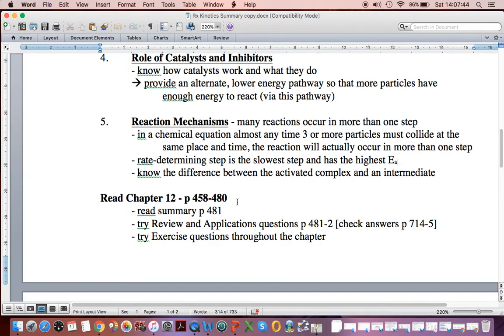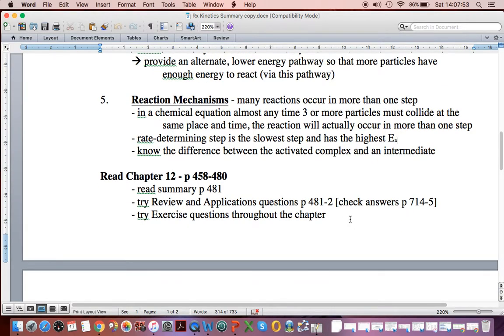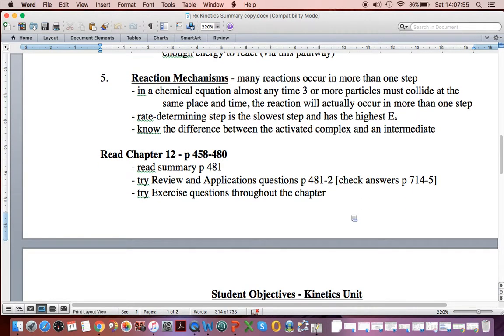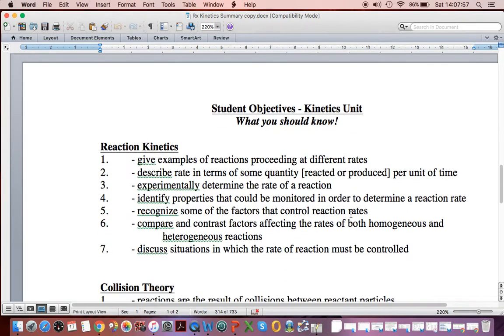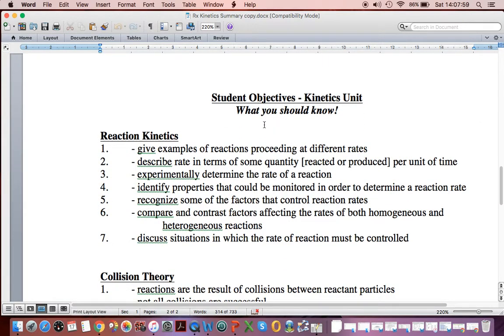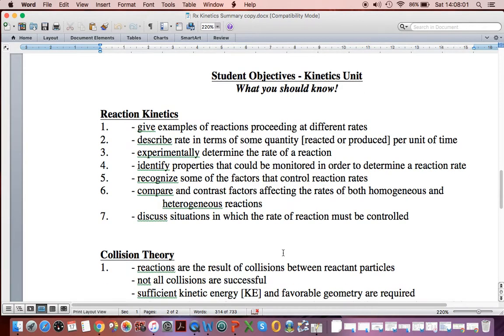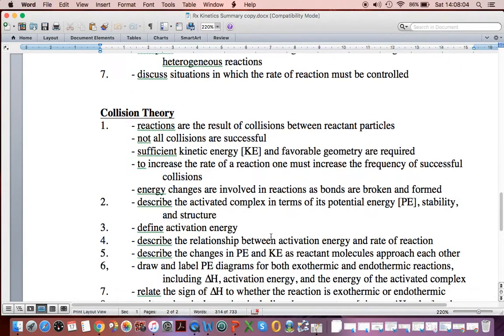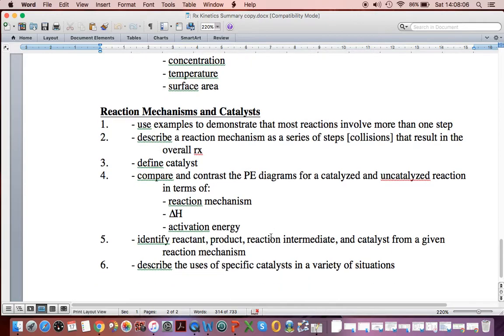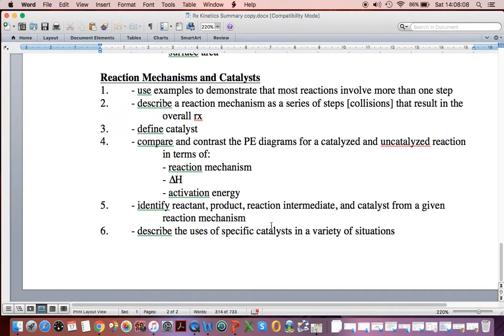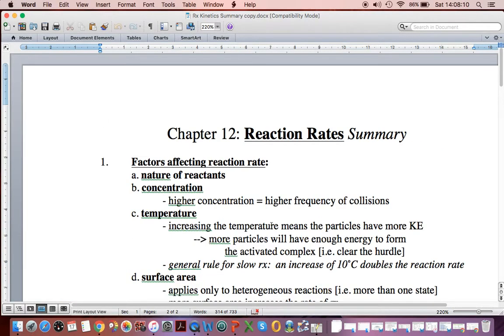So it is Chapter 12, so those are the pages. There's a summary, page 481, and there are some questions at the end of the chapter that may prove useful. There are exercise questions too, and those are worth looking at. We have a list of objectives for this section, so it means you should have these skills by the end of the unit, meaning by the time of the test, when that comes up very soon. So as you can see, that's our summary. For more details, go to specific notes on each topic.